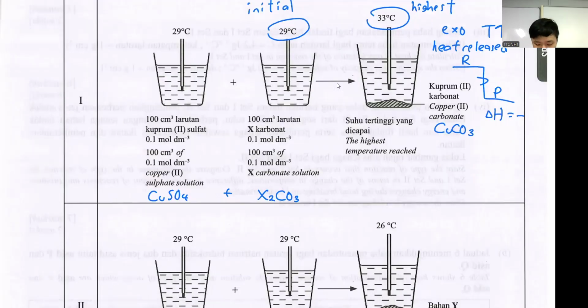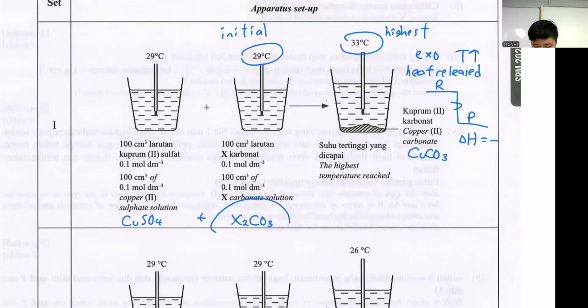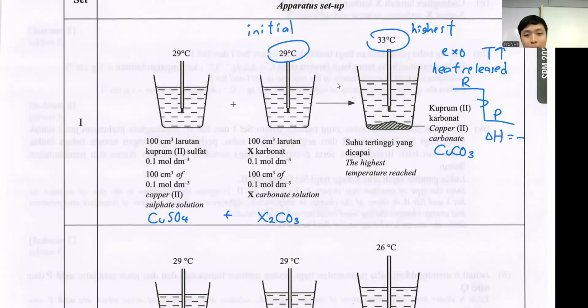And then the second part. No, I forgot to tell you. What is X then? What is X carbonate? Now, this one is a little bit related to preparation of salt. So copper carbonate is obviously insoluble. That's why you use the double decomposition method. For an insoluble salt, you always use the double decomposition method, using soluble salts.